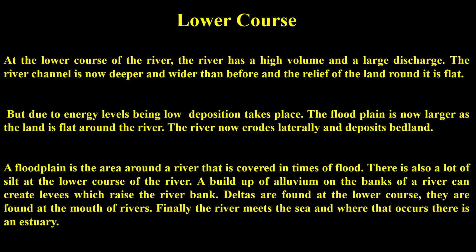At the lower course of the river, what happens? The sedimentation is very prominent. Huge amount of silt is deposited here. A buildup of alluvium on the banks of river can create levees which raise the river bank. Deltas are found at the lower course, they are found at the mouth of the rivers. Finally, the river meets the sea.